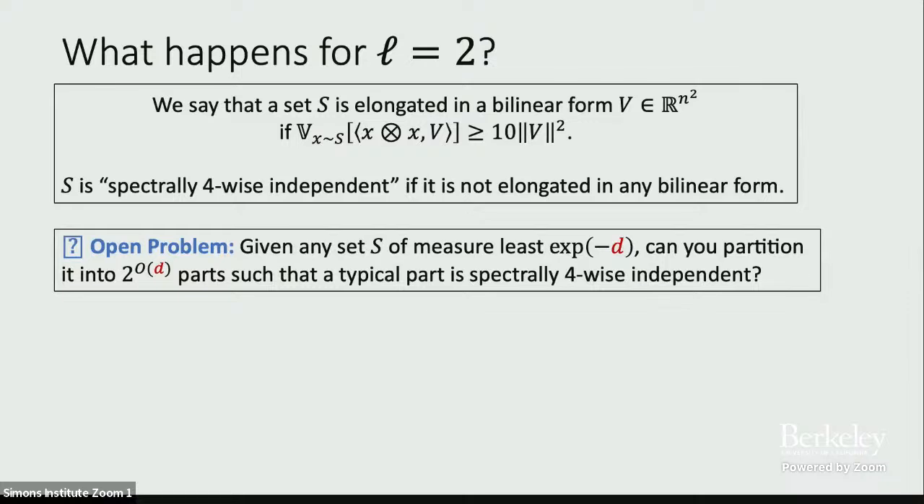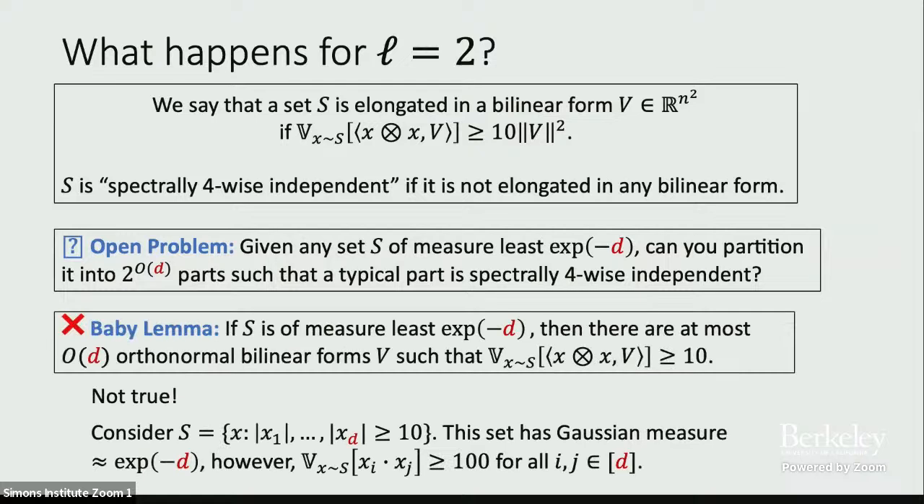And here is what we need to do. Given any set that is not too small, we want to show that you can partition it into a few parts such that a typical part is spectrally 4-wise independent. So if the measure is 2 to the minus d, you want to partition it into 2 to the d parts such that each part is spectrally 4-wise independent. Of course, we will eventually need an adaptive version of this and so on, but this is the main question.